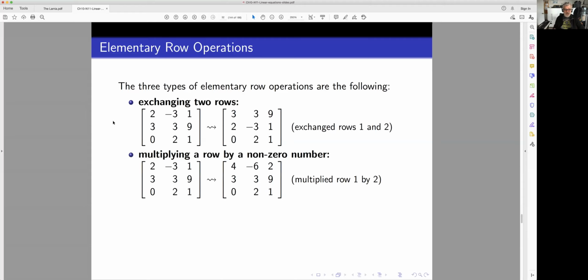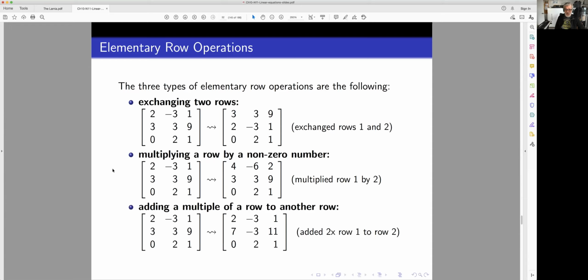Okay. The second kind of elementary row operation is multiplying a row by a non-zero number. In this example, you can see that I've multiplied the first row by 2, right? If you multiply every entry of the first row, 2, -3, 1, you get 4, -6, 2. So this is the second kind of elementary row operation. We can always use these, and I'll spend a few minutes after just trying to convince you that it doesn't change the set of solutions.